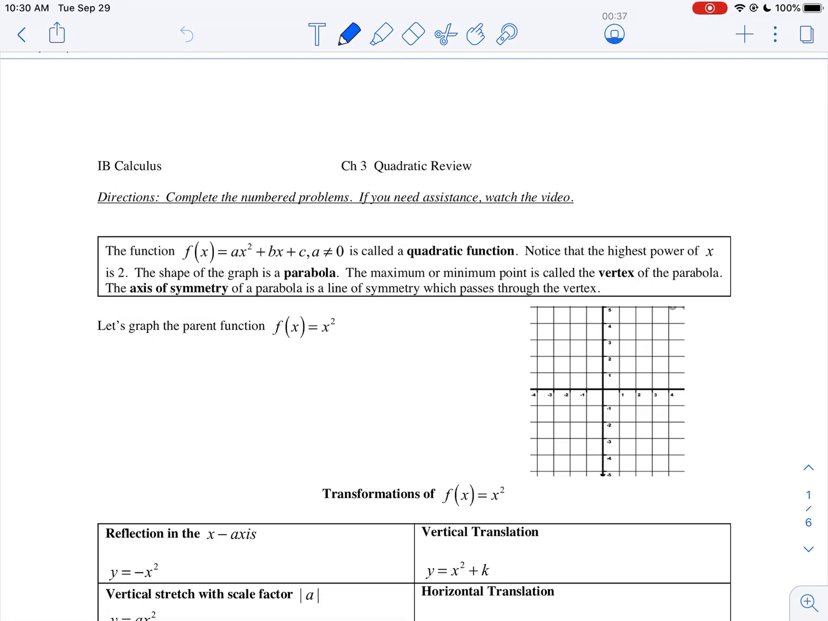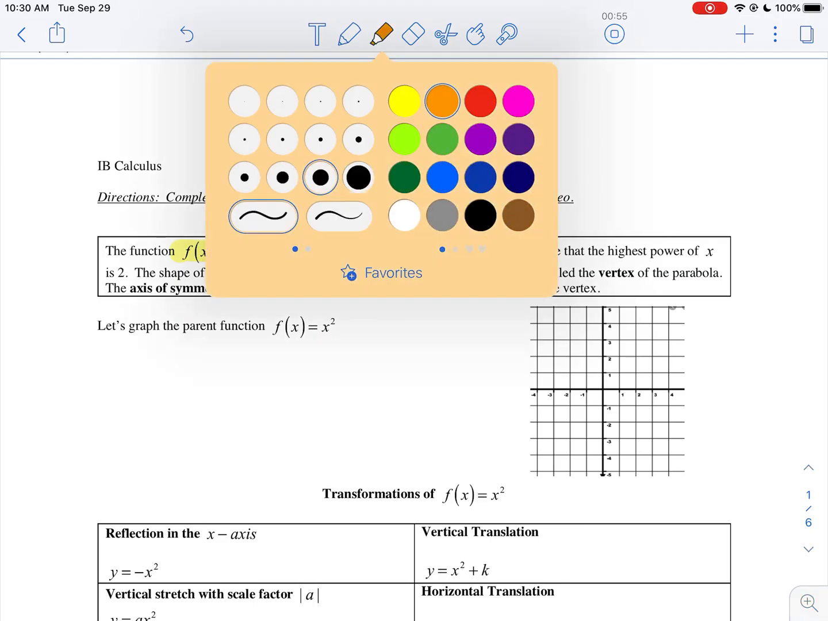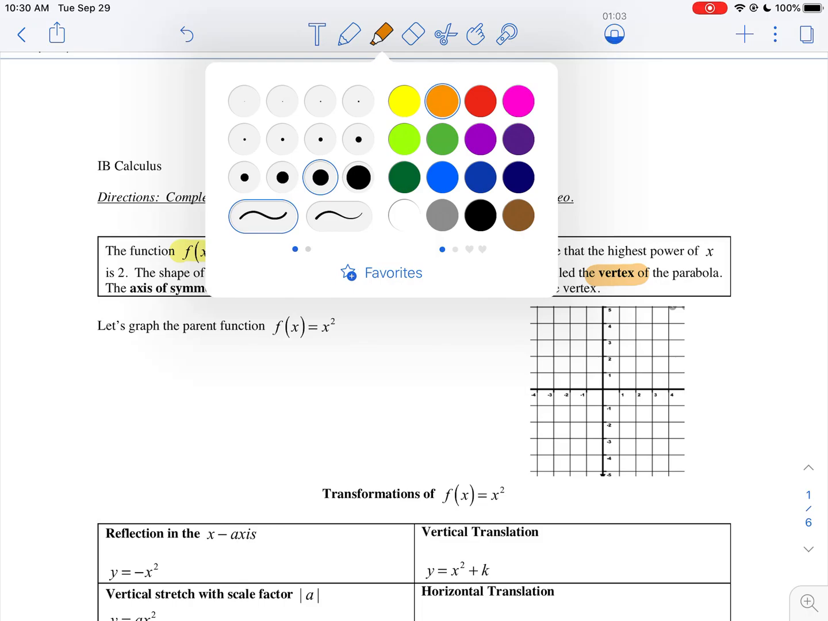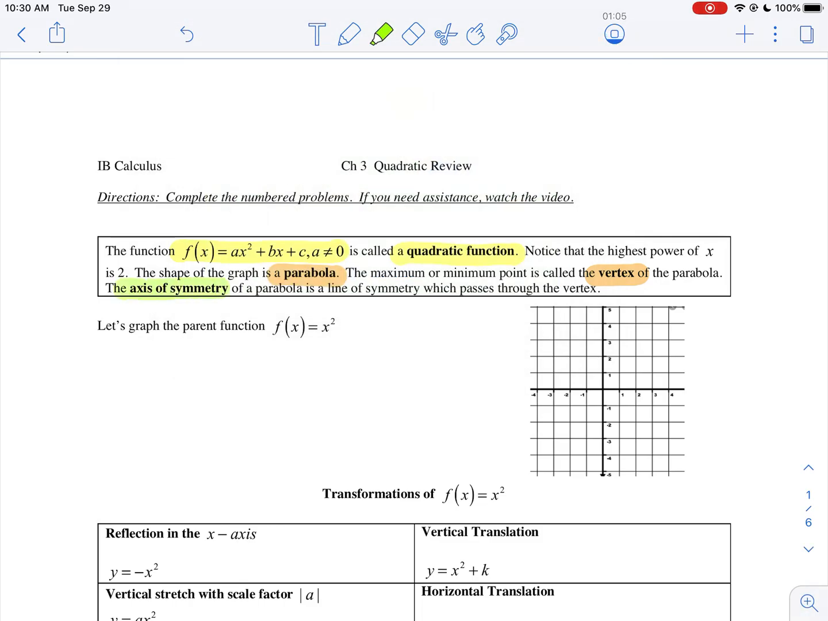All right, so a function f of x equals ax squared plus bx plus c, where a does not equal 0, is called a quadratic function. Okay, so it does have to have an x squared. The shape is a parabola, it's a U shape. The maximum or minimum point is called the vertex. And there is this imaginary vertical line that goes through the vertex that's called the axis of symmetry. And it's a line of symmetry that cuts the parabola in half.